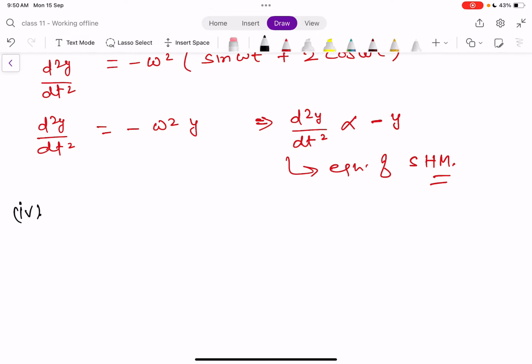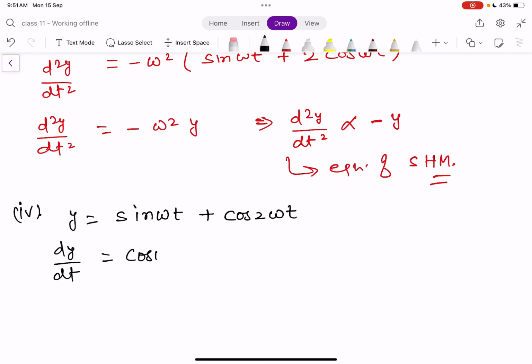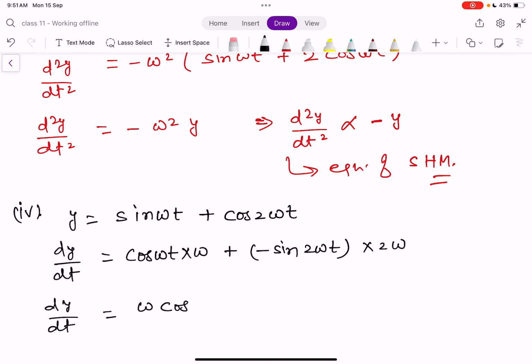Now the fourth one is y equals sin omega t plus cos 2 omega t. Differentiating with respect to time, dy/dt: sin omega t gives cos omega t into omega, plus cos 2 omega t gives minus sin 2 omega t into 2 omega. So dy/dt is equal to omega cos omega t minus 2 omega sin 2 omega t.